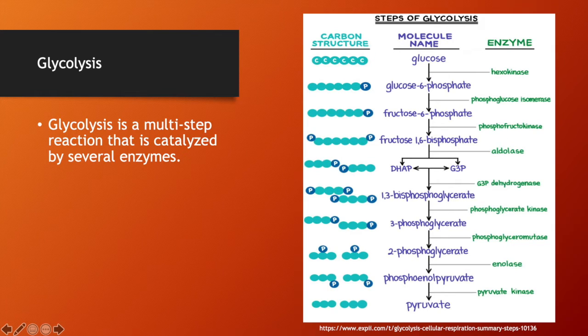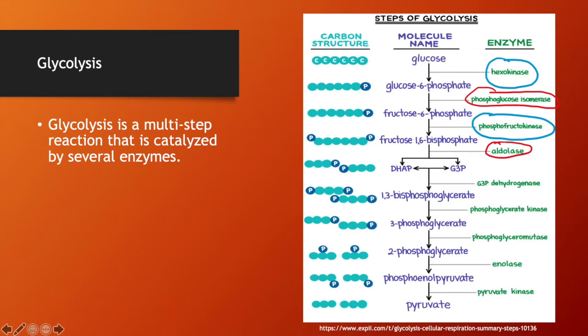It is important to note that glycolysis is a multi-step reaction that is composed of several enzymes that catalyze each step. In the first step, hexokinase catalyzes the conversion of glucose into glucose 6-phosphate. In the second step, phosphoglucose isomerase catalyzes the conversion of glucose 6-phosphate into fructose 6-phosphate. In the third step, phosphofructokinase catalyzes the conversion of fructose 6-phosphate into fructose 1,6-biphosphate.